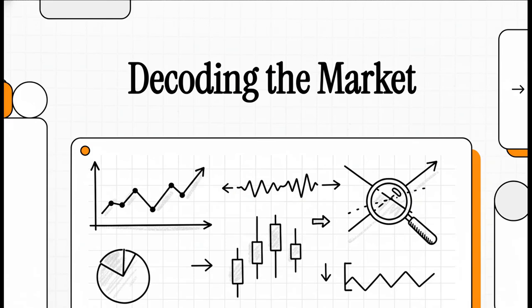Today, we're diving into a method that some traders absolutely swear by and, well, others dismiss completely. It's called technical analysis. And the core idea is pretty simple, really. Can we learn to read the market's own language, using its past behavior to guess its next move?